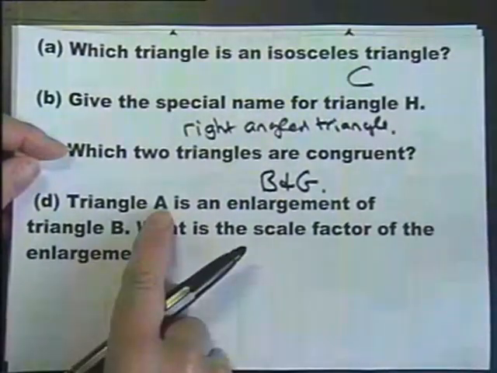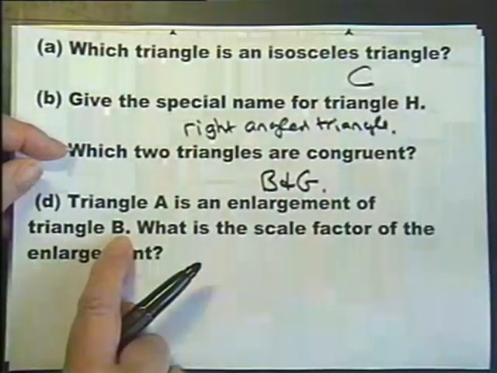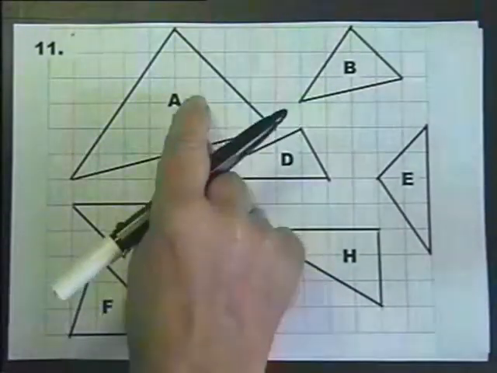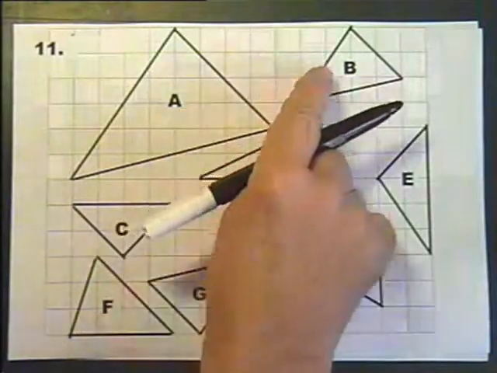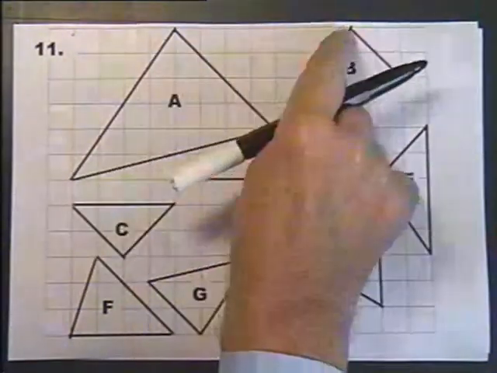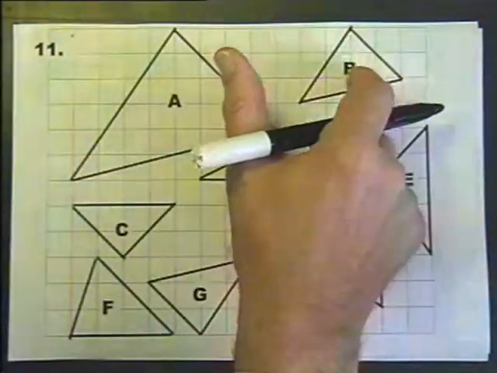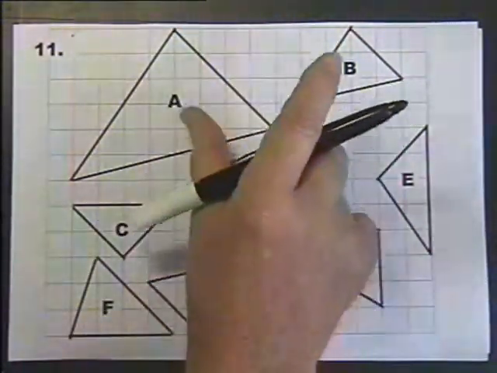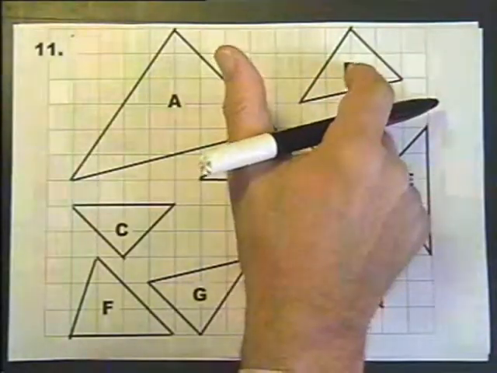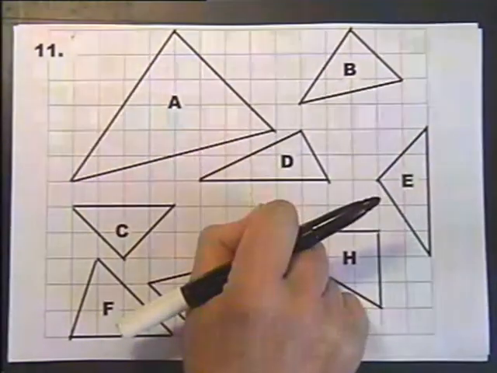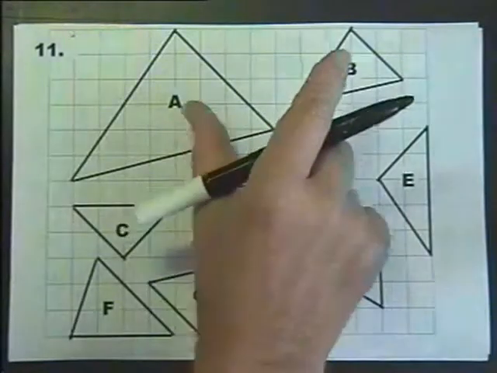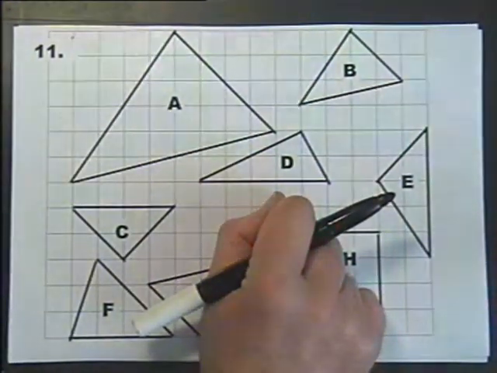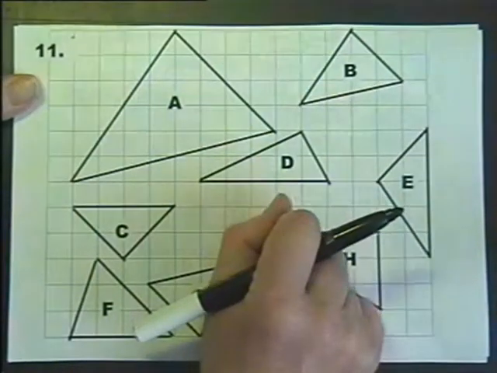Triangle A is an enlargement of triangle B. What's the scale factor of the enlargement? So as already said, these two triangles here, A and B, have the same angles. So this is an enlargement of this, and this is an enlargement of that, even though it's got smaller. That's an enlargement getting smaller, that's an enlargement getting bigger. Because in mathematical terms, we still call it an enlargement. And the two triangles are similar, and the question says, what's the scale factor of the enlargement?